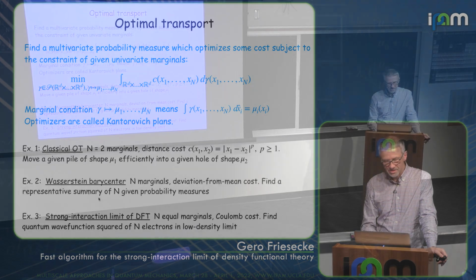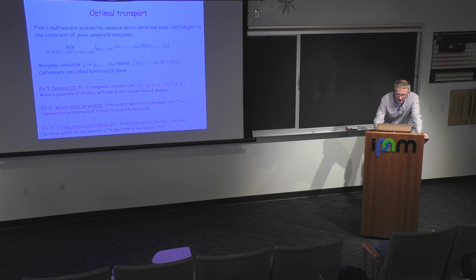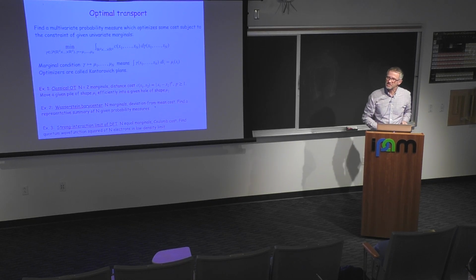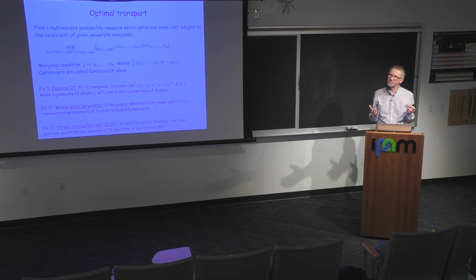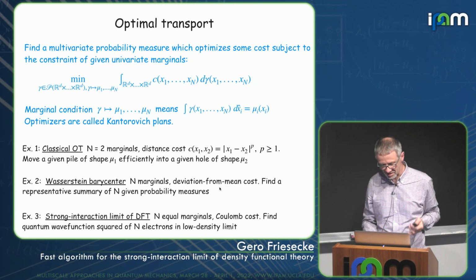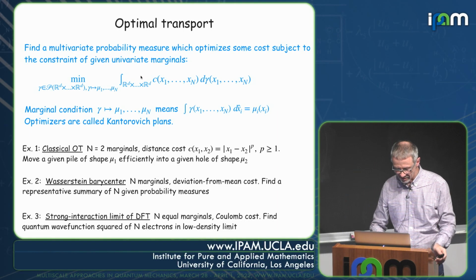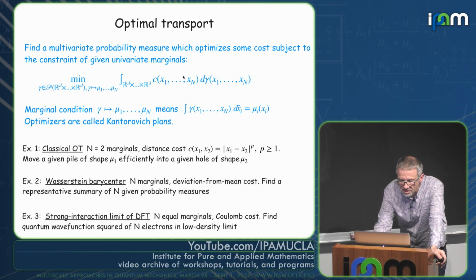The second example is a so-called Wasserstein barycenter, which is important in data science. The marginals are then given probability measures, for example images or data sets, and you want to find a representative summary of these data sets. That's an object called the Wasserstein barycenter. It also leads to this problem. And then the third example is the strong interaction limit. Here you get a Coulomb cost, and all the marginals are equal.